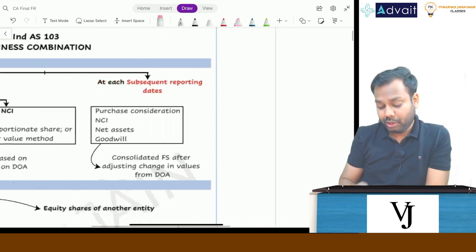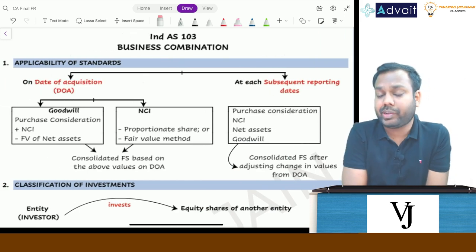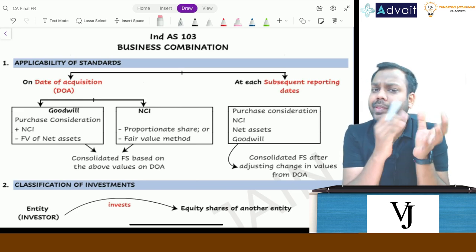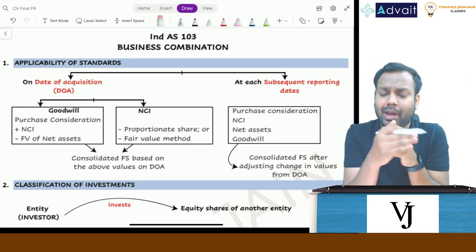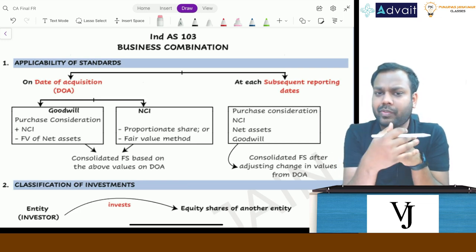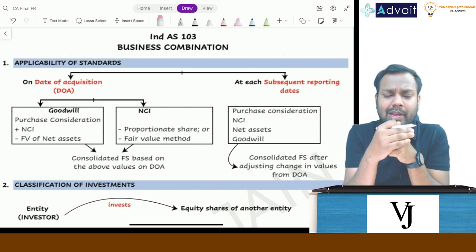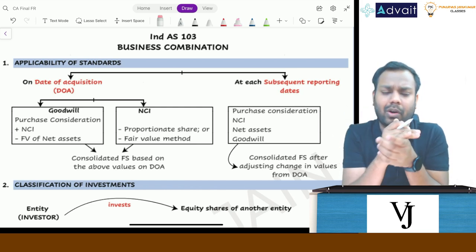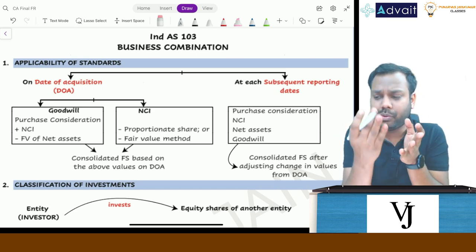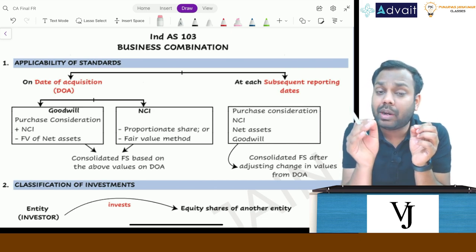Now let's start our next topic, that is business combination and consolidation. Understand guys, business combination and consolidation, unlike other standards like leases, revenue or share based payments, is not governed by one particular standard. Leases is governed by Ind AS 116, revenue by Ind AS 115, share based payments by Ind AS 102, but business combination and consolidation is not governed by one particular standard.